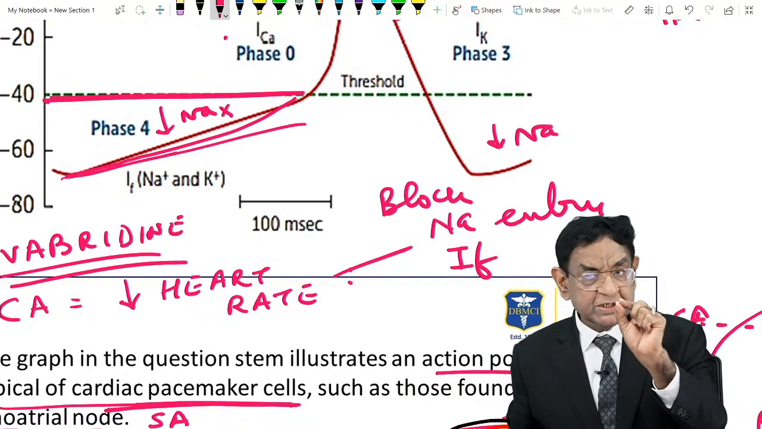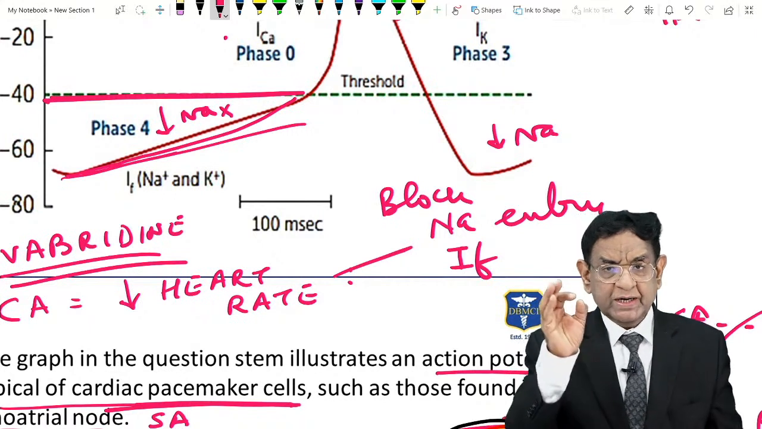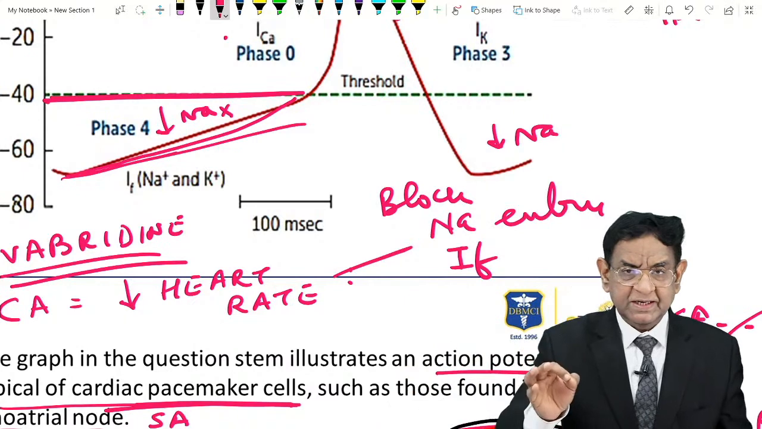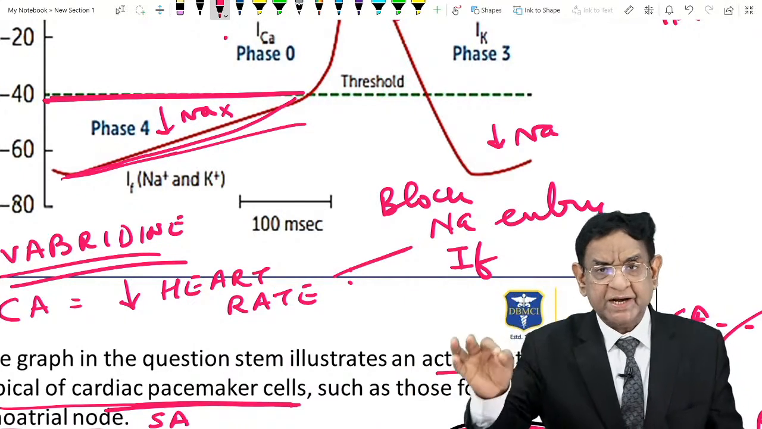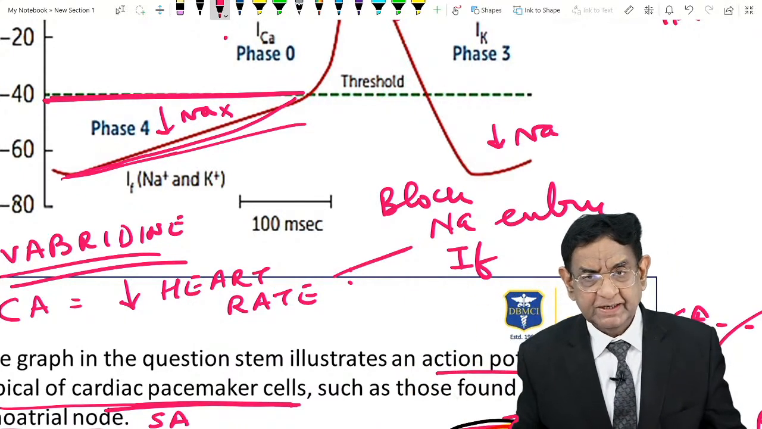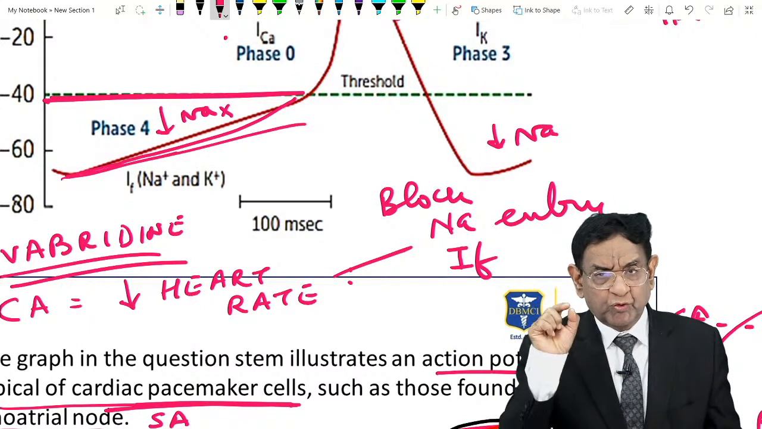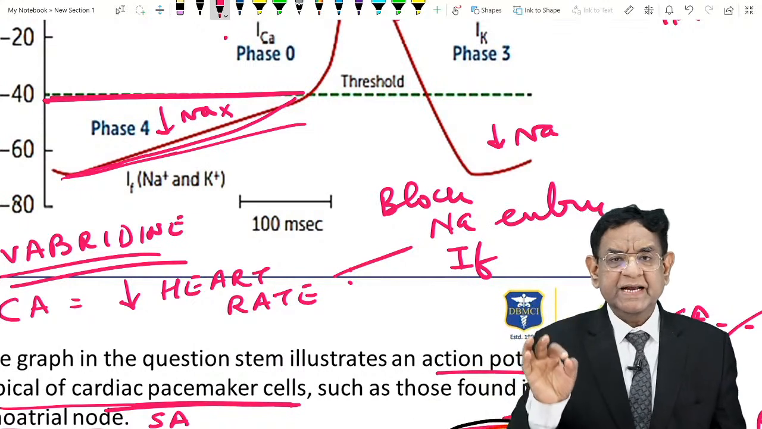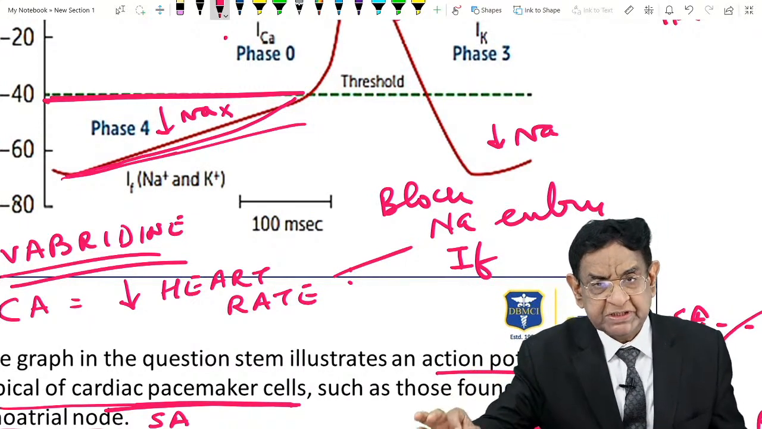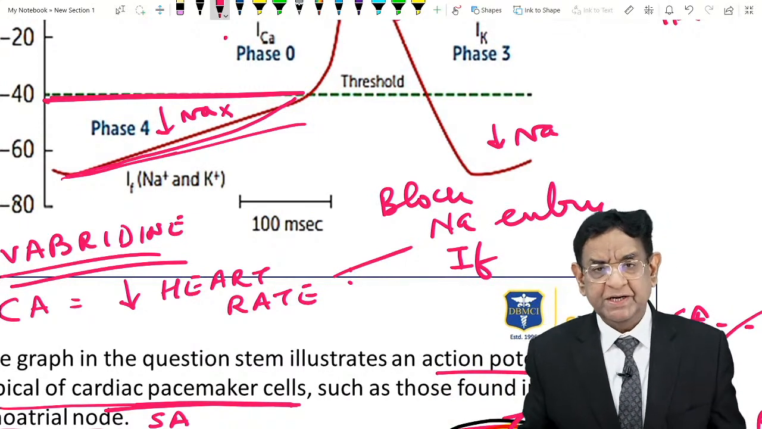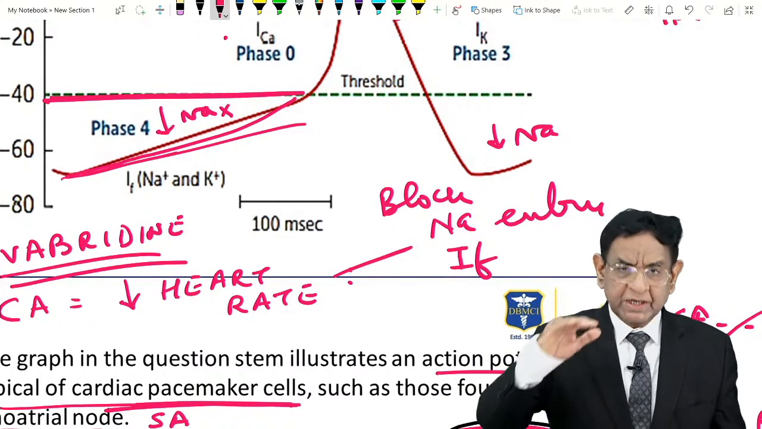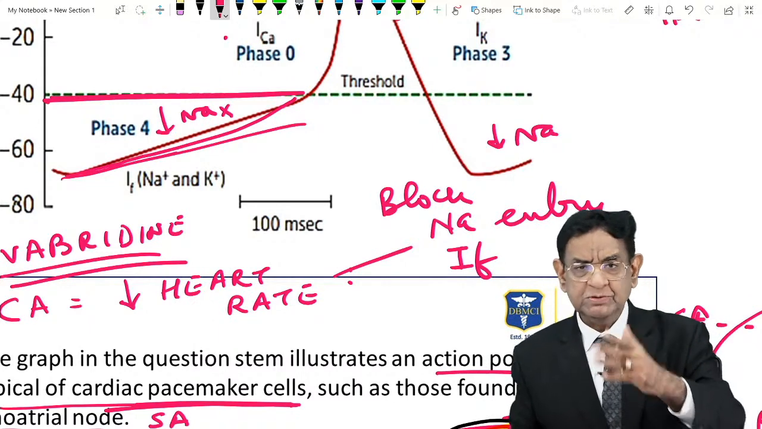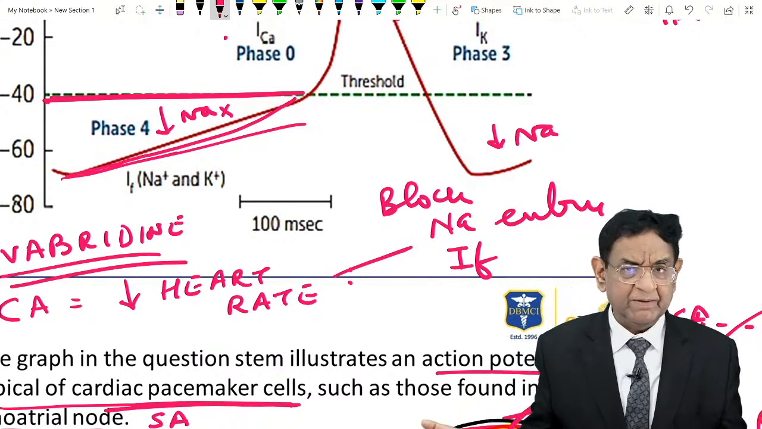So what questions should you know? What is the effect of ivabradine in our body? The answer is it reduces heart rate, or it causes bradycardia. Second question, what is the site of action of ivabradine? It acts at the funny sodium channel. Thereby, it reduces the entry of sodium into the phase 4. The slope is reduced, the heart rate will be reduced, and firing will be less.